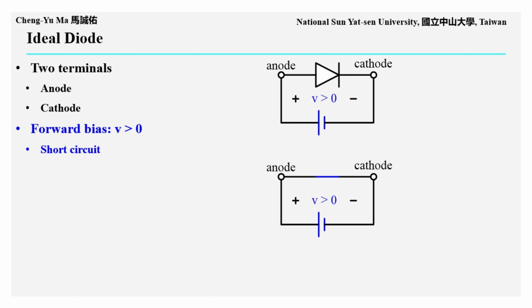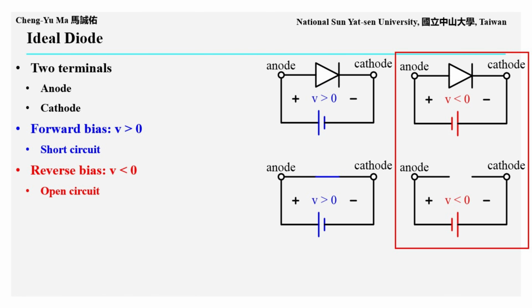When the anode voltage is higher than the cathode voltage, that is, when V is greater than 0, the diode is under forward bias, as shown in the upper right figure. In this condition, an ideal diode behaves like a short circuit, as shown in the lower right figure.